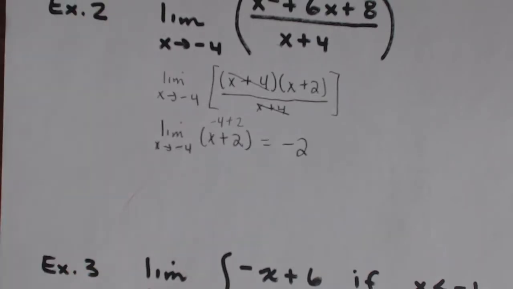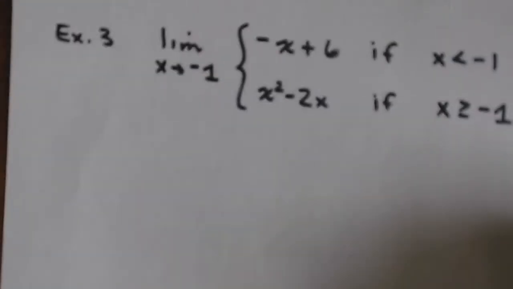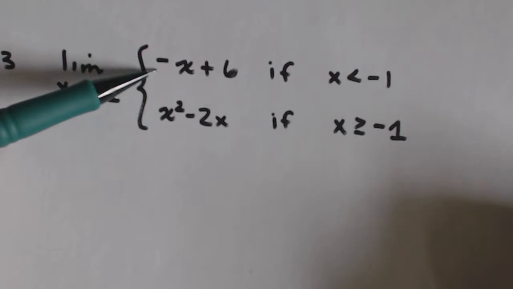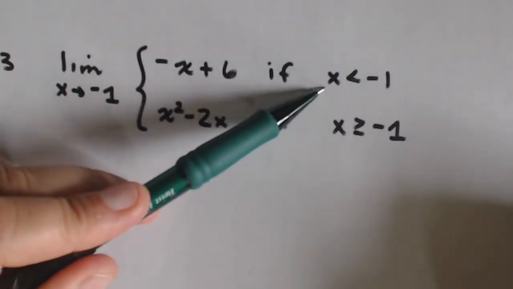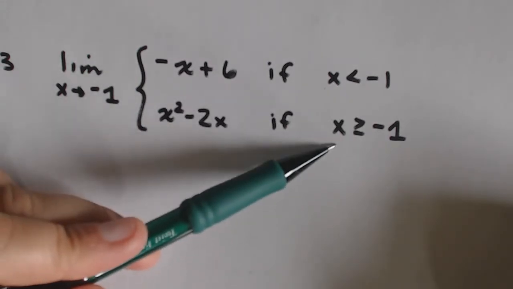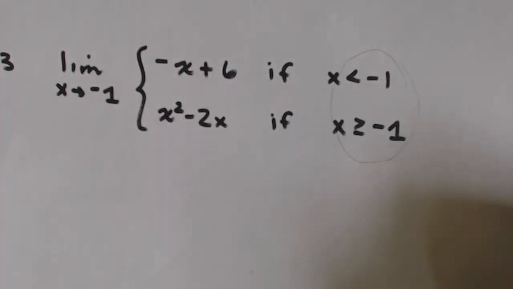Okay, the last example is a piecewise function. This piecewise function looks like a line, -x plus 6, when x is less than -1, and it looks like a parabola when x is greater than or equal to -1. So the domain has been split at x equals -1.